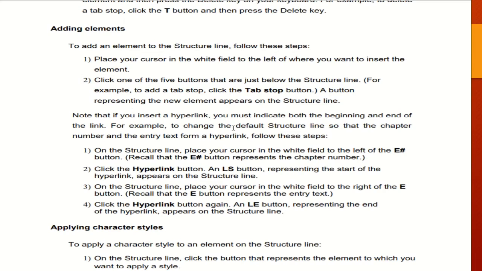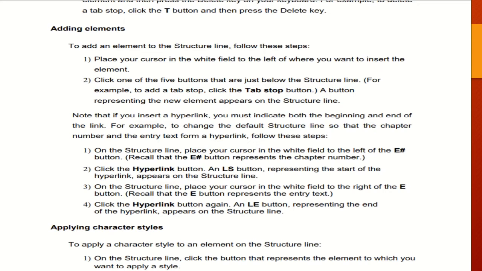For example, to change the default structure line so that the chapter number and the next entry text is whatever information you are typing, that is to be changed. Okay, on the structure line, place your cursor in the white field on the left of the E button. Next, click the hyperlink button, and the LS button representing the start of the hyperlink appears. On the structure line, place your cursor in the white field to the right of the E button and then click the hyperlink button again.